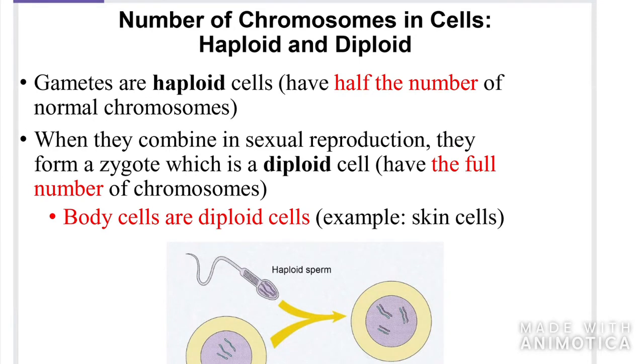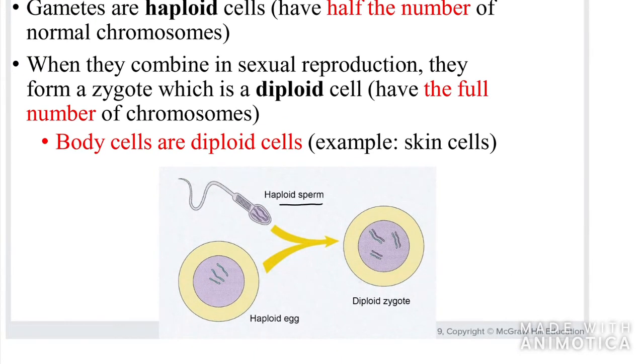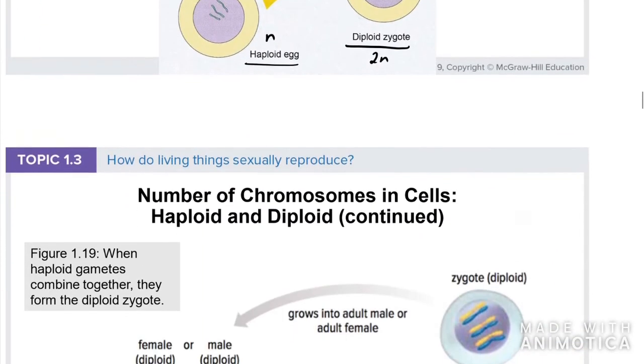So gametes or sex cells, remember these are our sex cells, are haploid. So that means they have half the number of normal chromosomes. When they combine together, so when you take a haploid sperm and combine it with a haploid egg, this is, remember, N, this is N. This will give you a diploid zygote. Every single organism that reproduces using sexual reproduction starts as a zygote. It's the first cell. So you have N plus N will give you 2N. This will have the full complement. And like I said, body cells, all body cells are diploid. So skin cells, liver cells, they're all diploid.